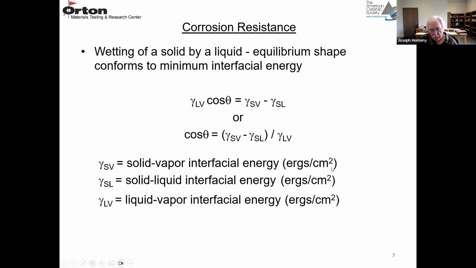All of these have typical units of ergs per square centimeter. So gamma SV again is solid vapor interfacial energy. Gamma SL is the solid liquid interfacial energy. And gamma LV is the liquid vapor interfacial energy.